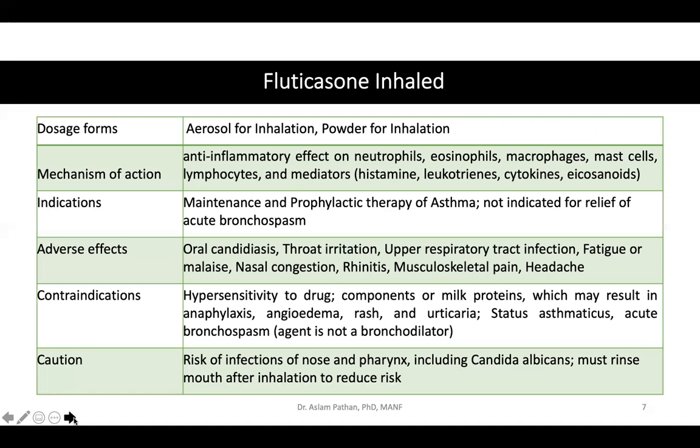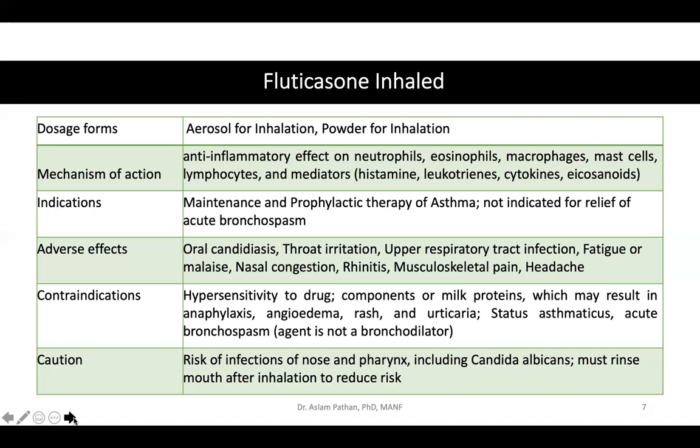Adverse effects of fluticasone include oral fungal infection, we can say oral candidiasis, throat irritation, upper respiratory tract infection, fatigue, malaise, nasal congestion, rhinitis, musculoskeletal pain, and headache.